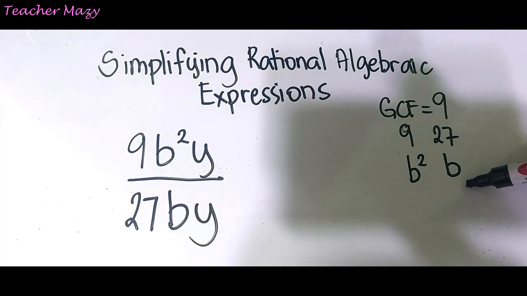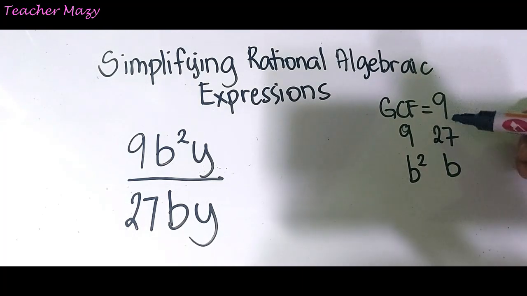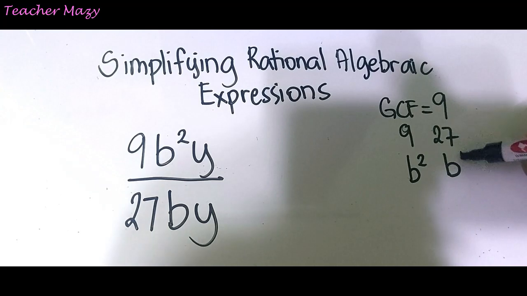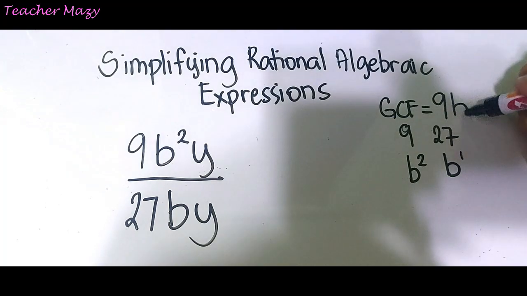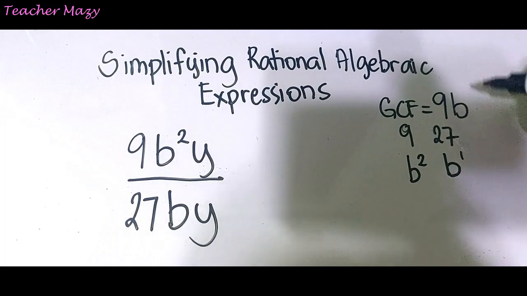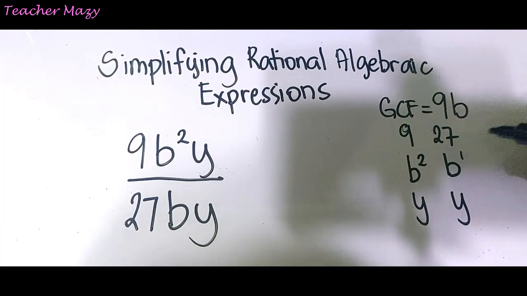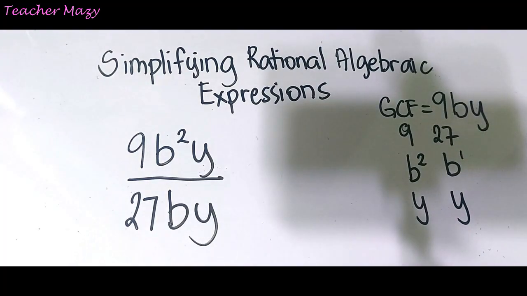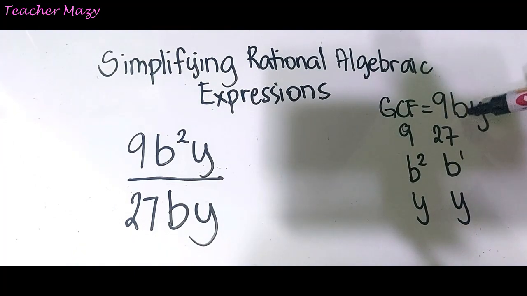To find the GCF for the variable, we focus on its exponent. The one with the smallest exponent will be the greatest common factor. So we have b squared and b. If the exponent is not written, that means it is equal to 1. So we have 2 and 1. That means our GCF is b raised to 1, or simply b. Next, we have y and another y. Both of them have the same exponent, so our GCF is y. So the common monomial factor is 9 times b times y.